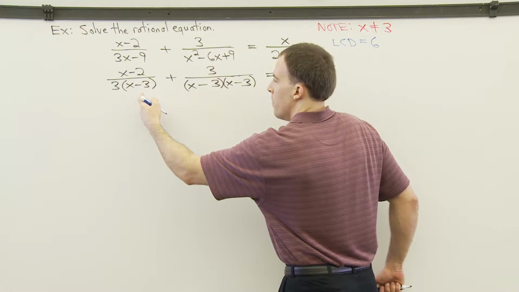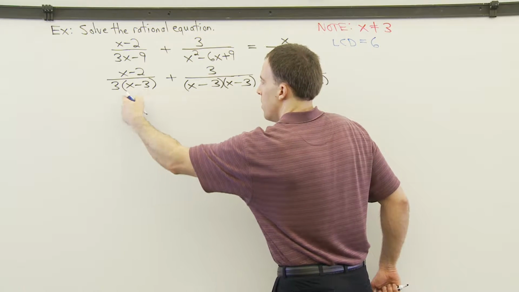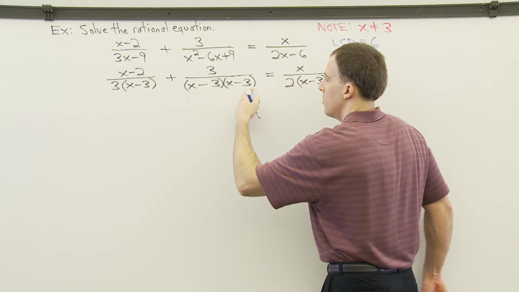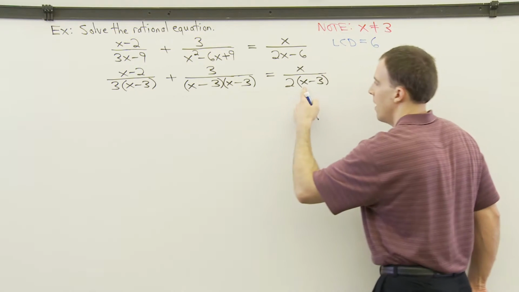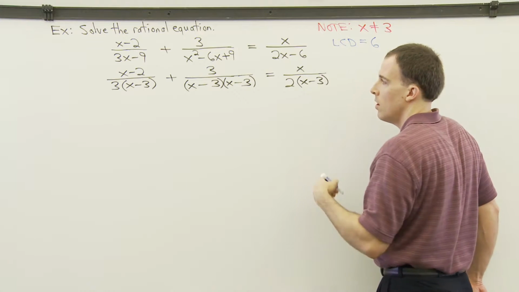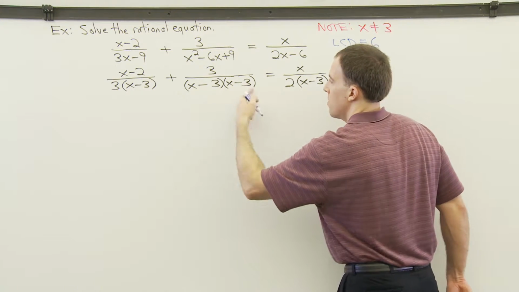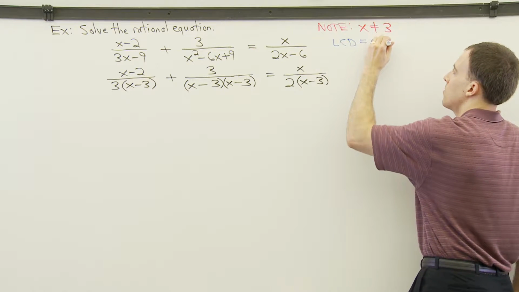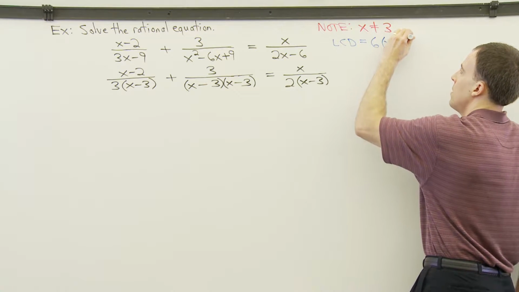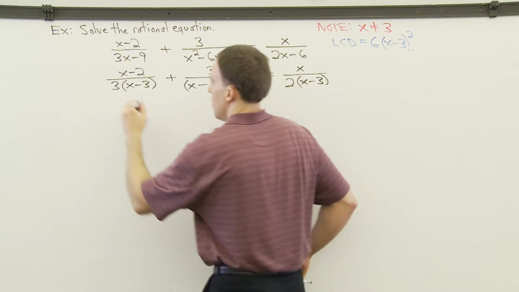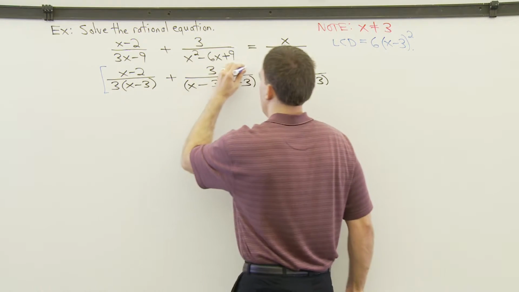How many factors of x − 3 do we need? We've got a single factor of x − 3 in the first denominator. We've got (x − 3) squared, so we've got it twice in the second denominator, and we've got it once in the third denominator. You always go with the highest exponent that occurs on the factor. Here we have (x − 3) squared, so we need (x − 3) squared in the LCD. So we've got to multiply both sides of the equation by that, by 6 times (x − 3) squared.